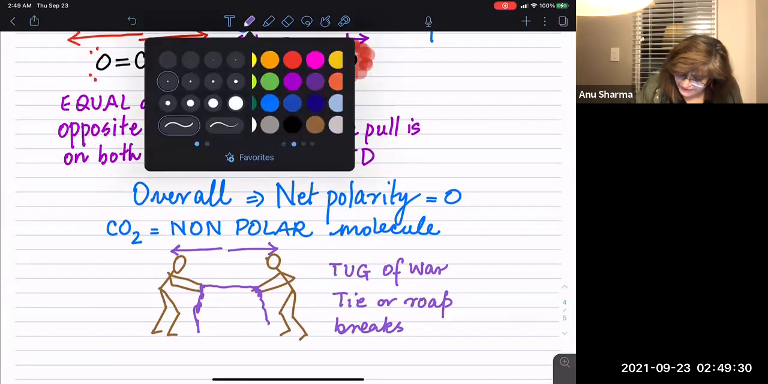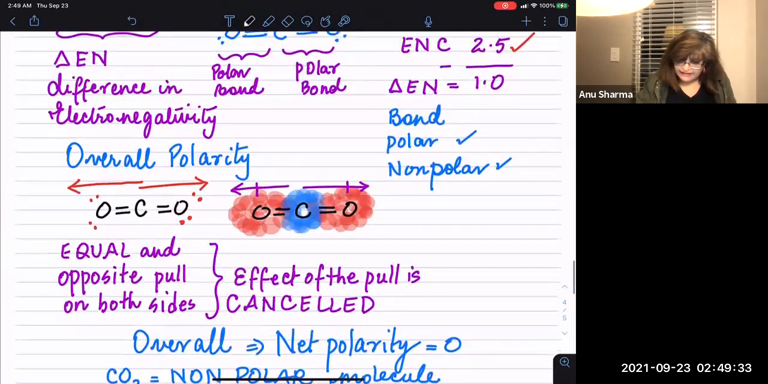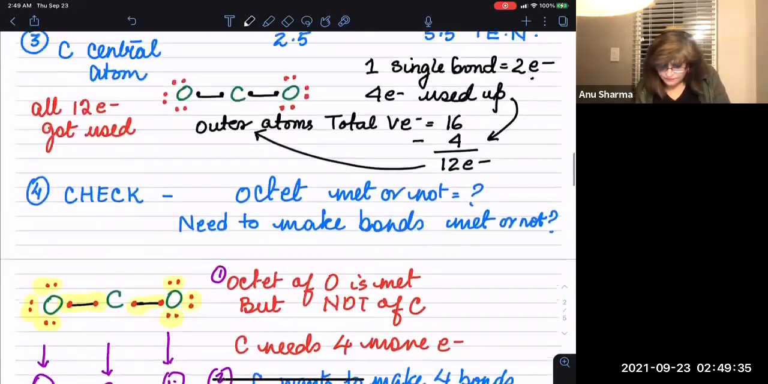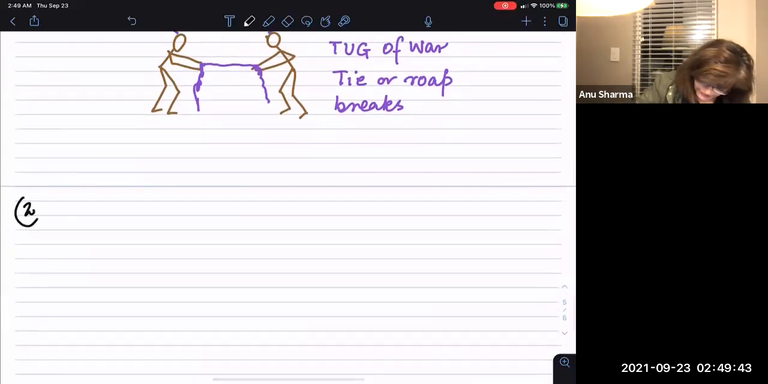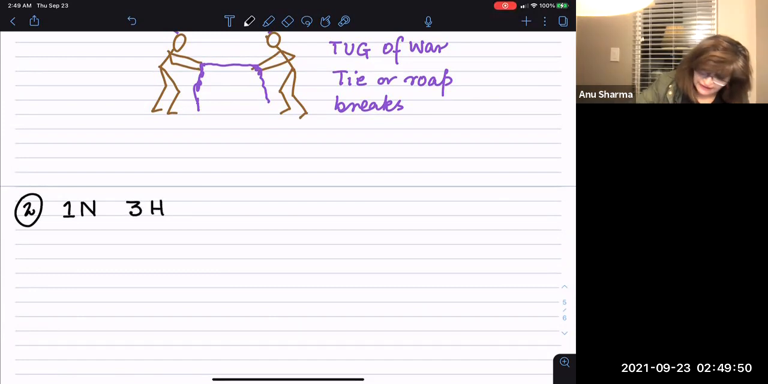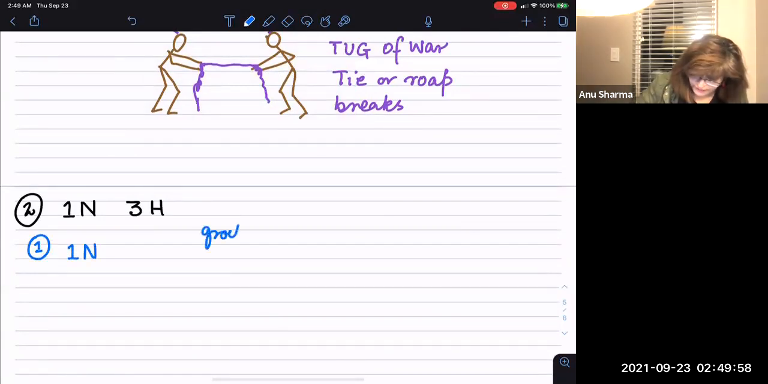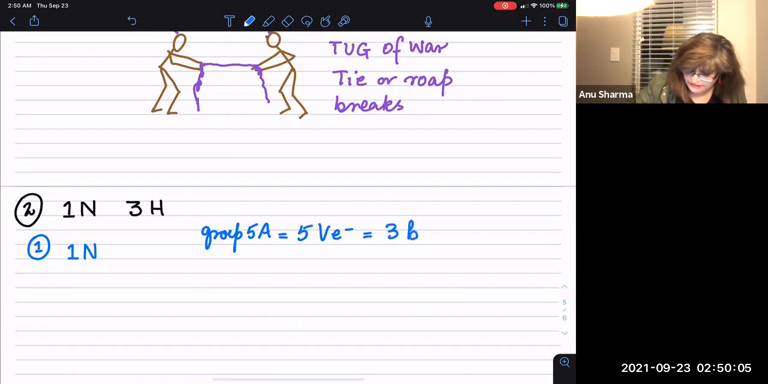Next, let's look at the next example. That was the first example of CO2. Let's look at the next example of ammonia. So you have one nitrogen and three hydrogens. First, count the total number of valence electrons. Nitrogen is in group 5A, meaning there are five valence electrons, and it will make three bonds.